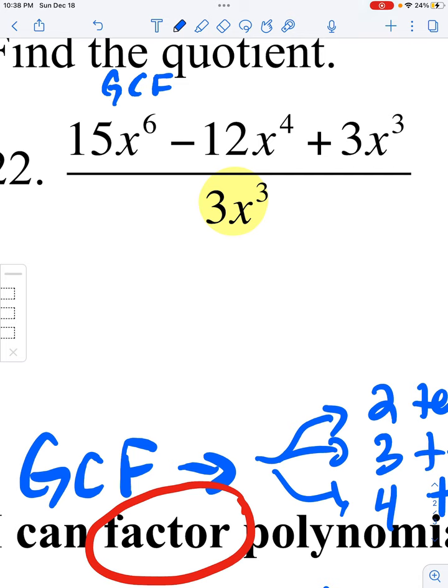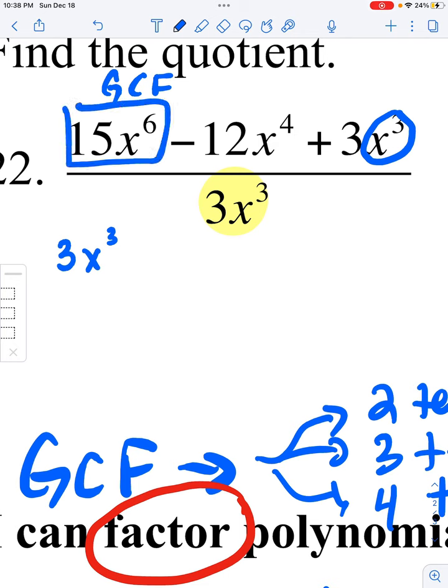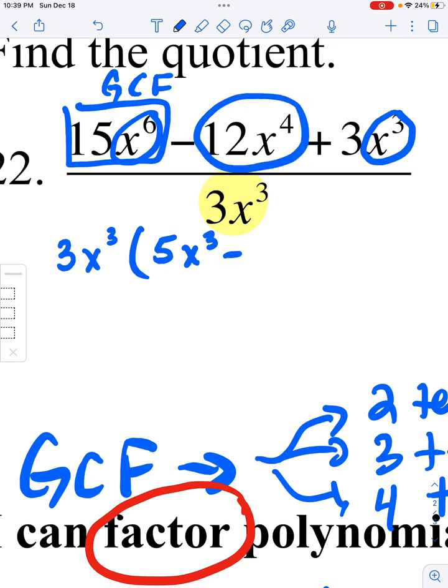So looking at 15, 12, and 3, 3 is the biggest number, and then the most x's I can take out is this guy because he has the fewest to give. So if I take 15 and divide out the 3, I'll be left with a 5. If I had x to the 6 and I took out 3, I'll be left with 3. In the middle, I've got a minus, and then if 12 is divided by 3, it'll leave me with a 4. And if I had 4 x's and took out 3, it'll leave me with 1. And then here, if I have 3x to the third and I divide out 3x to the third, everything cancels, so I get a 1.